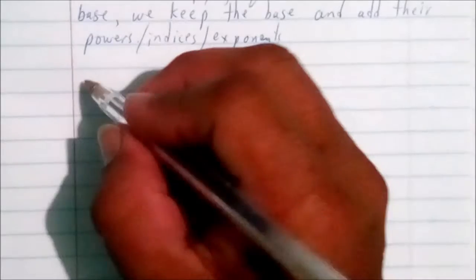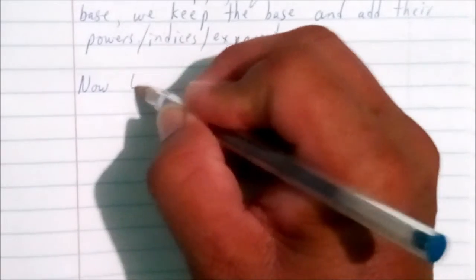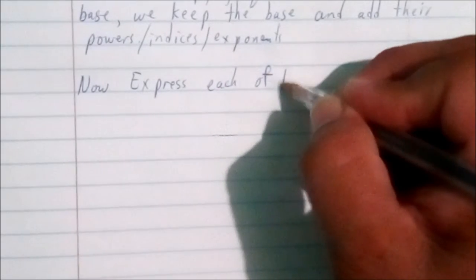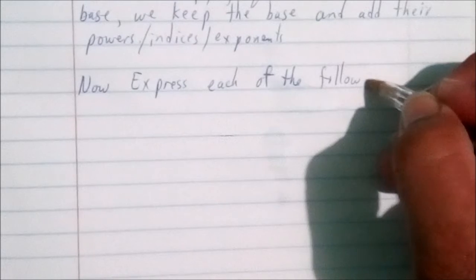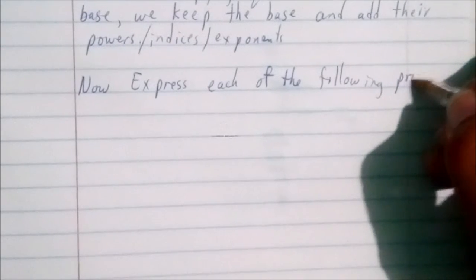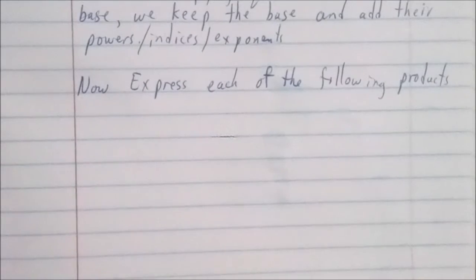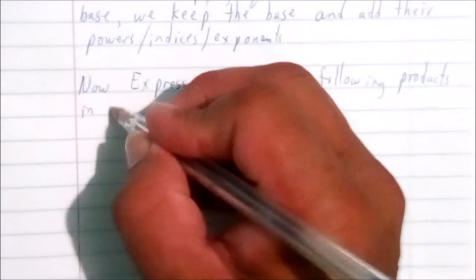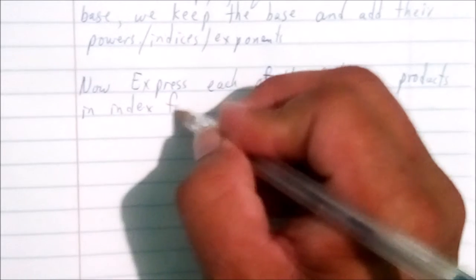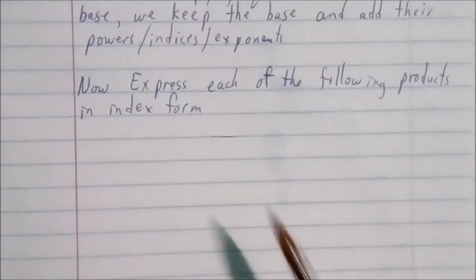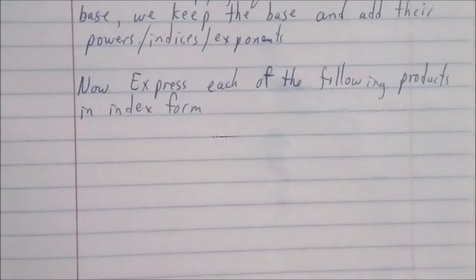Let me write out a few examples. And so I'm going to write the directions, as to say, now express each of the following products. And why do we call it products? Because it's multiplication in index form. So you are not going to take the value and multiply it out or punch it out in your calculator and get me a fraction or a big number. You need to give me the answer with an exponent.